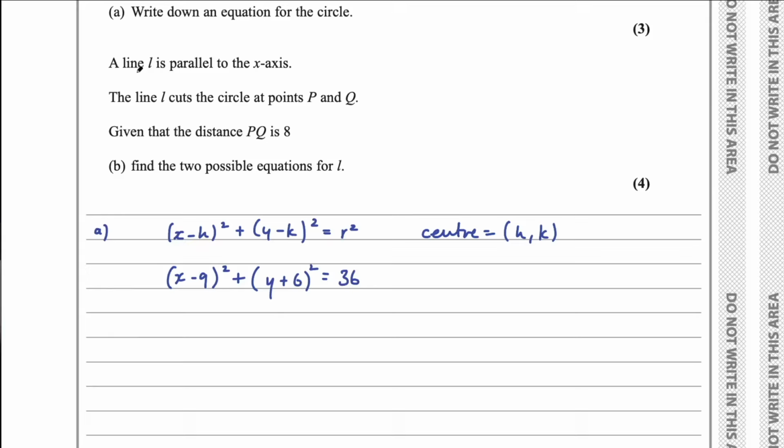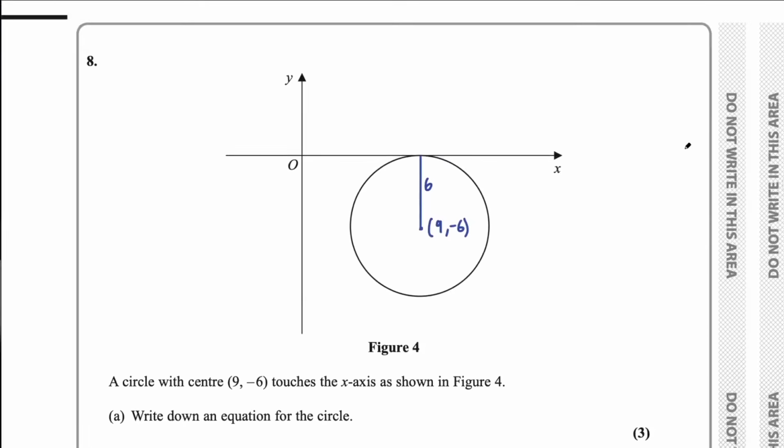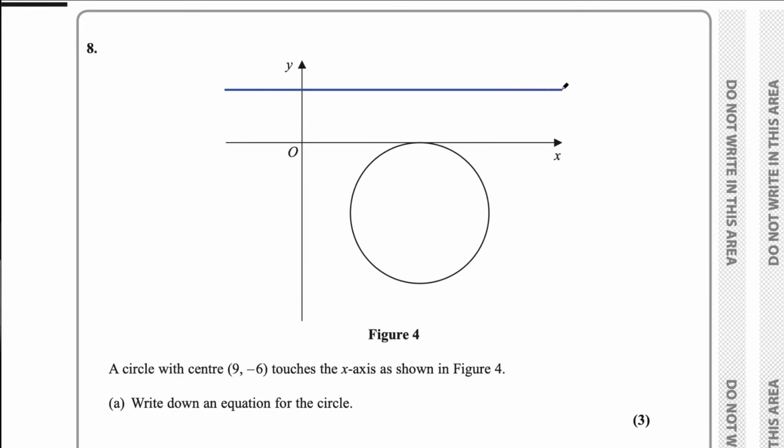Part B says a line L is parallel to the x-axis. The line L cuts the circle at points P and Q. Given that the distance PQ is 8, Part B says find the two possible equations for L. Let's go back to the diagram then. Firstly, we know any line parallel to the x-axis has an equation y equals k, k being a constant. So for example, if this horizontal line cut the y-axis at 2, this would be y equals 2.